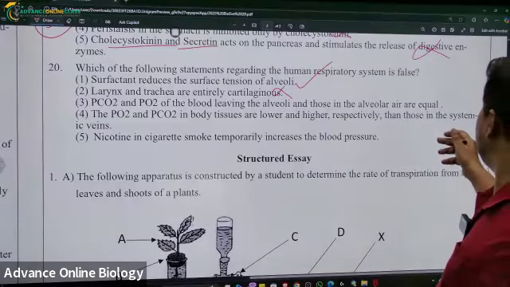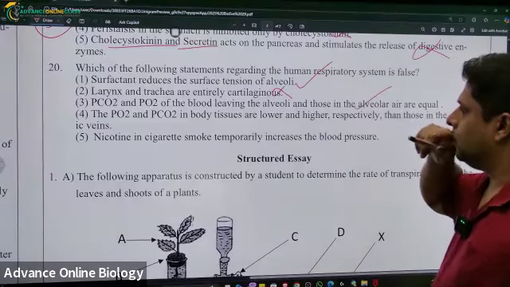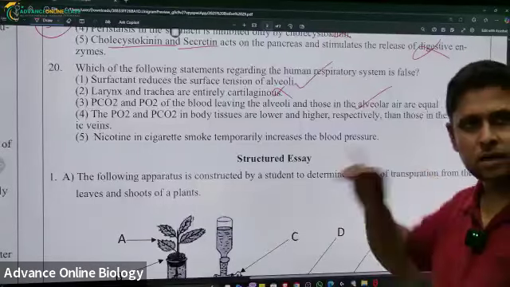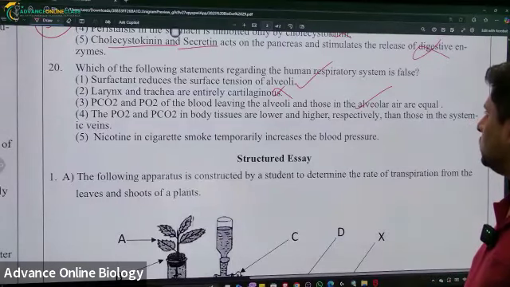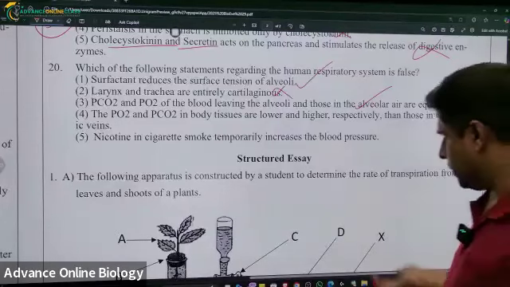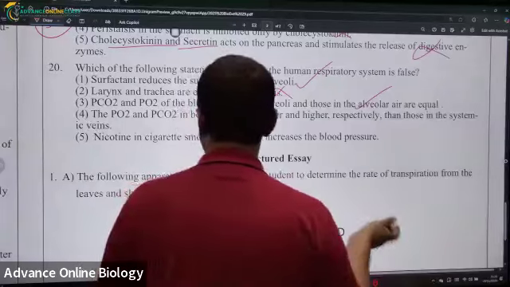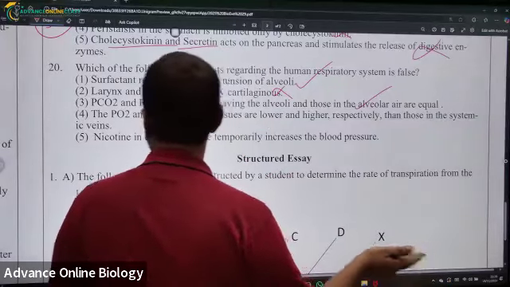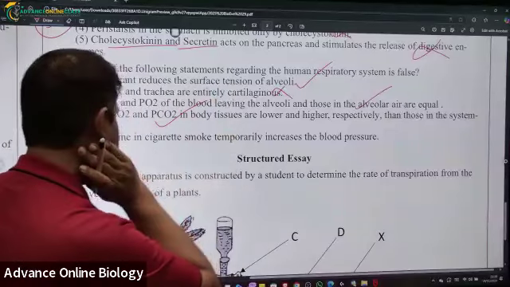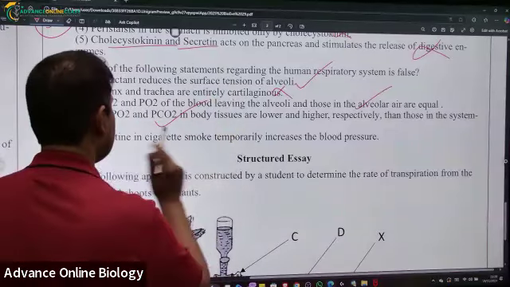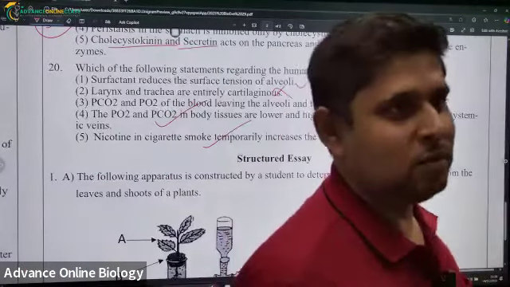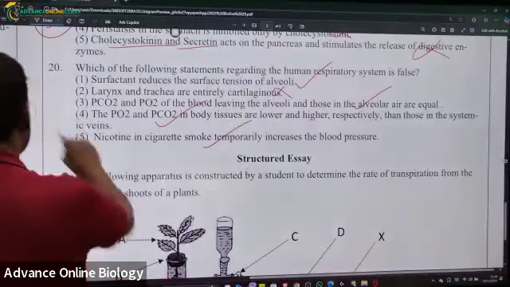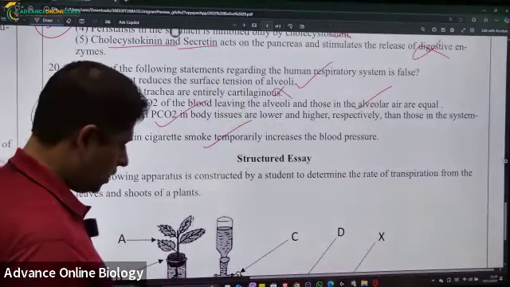Carbon dioxide partial pressure and oxygen partial pressure of blood leaving the alveoli and those of the alveoli are equal. Correct. We discussed that recently, last week. The partial pressure of oxygen in the body tissues is lower, and carbon dioxide is higher, respectively. Correct. Nicotine in cigarette smoke temporarily increases the blood pressure. Correct. But we didn't discuss this part yet. We'll finish it this week. So I'm having the answer now. Second one is my answer. I think you can agree with me.